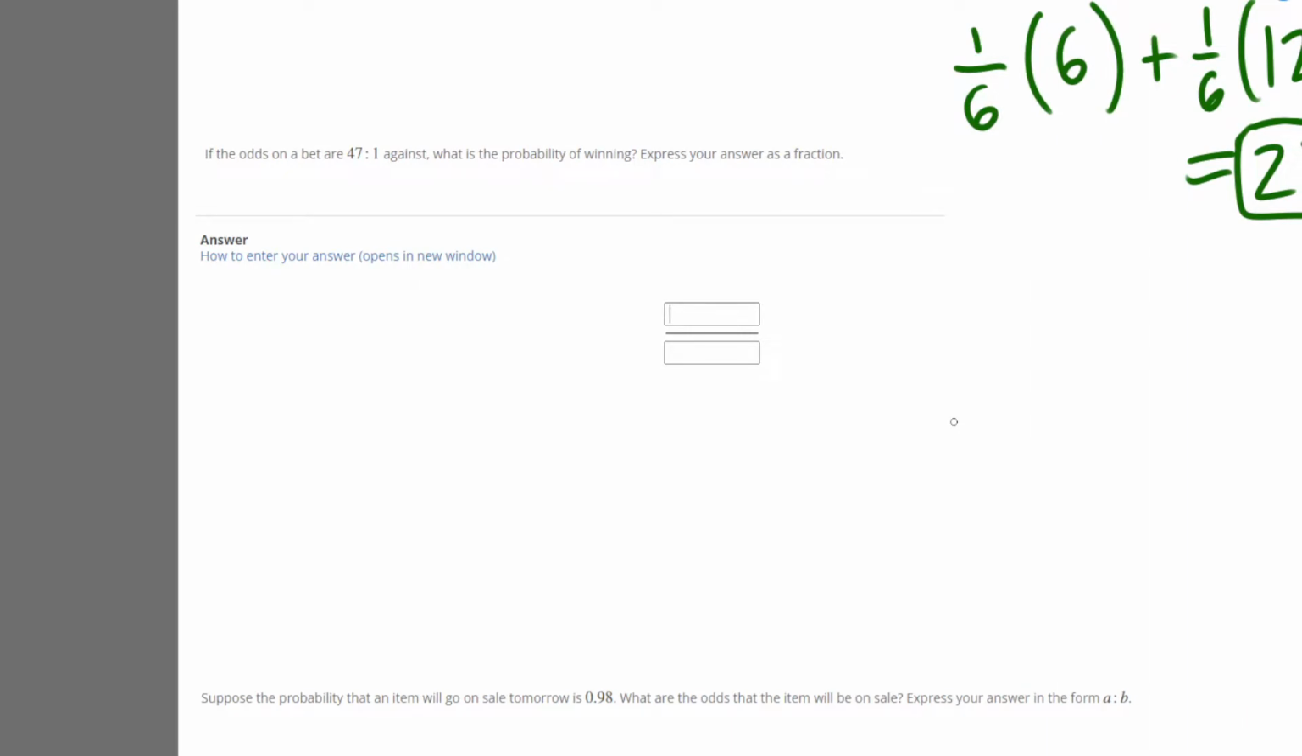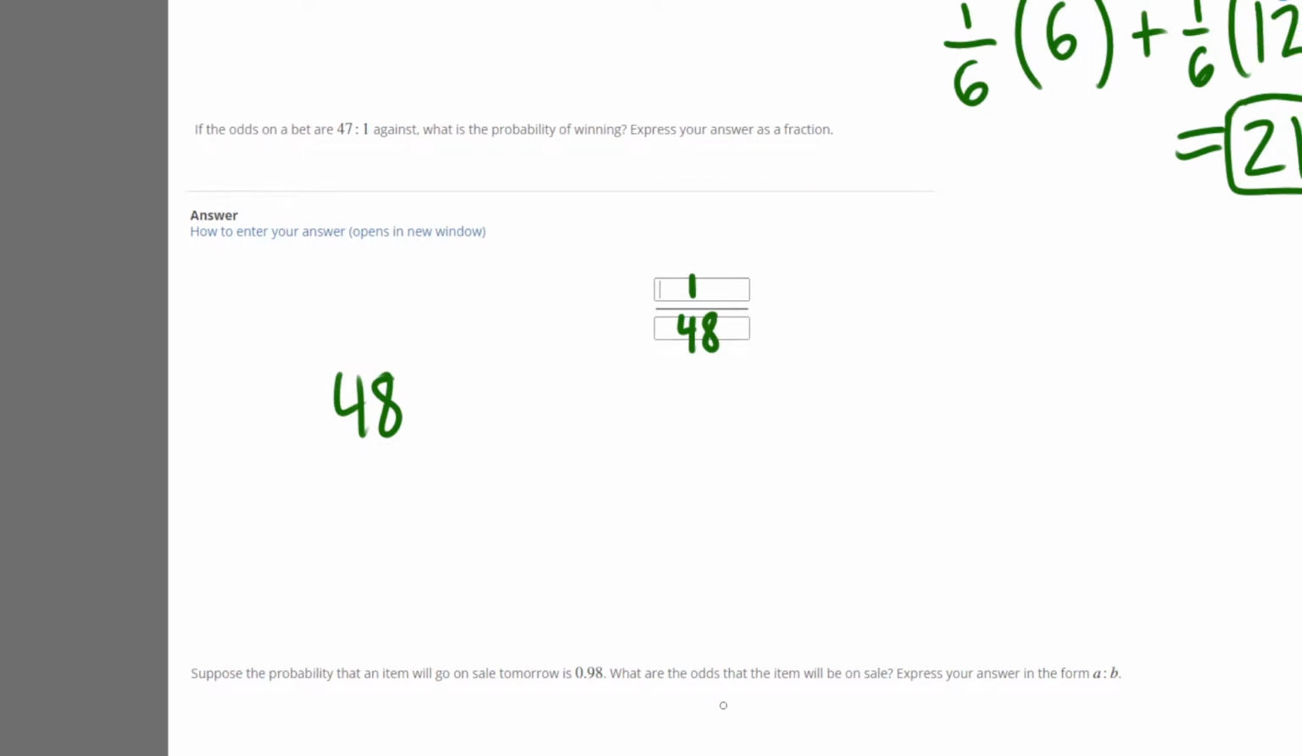If the odds on a bet are 47 to 1 against, what is the probability of winning? This doesn't have to do with expected value. It just is one of the questions that you might see. So 47 to 1 against, that means that 47 is the one that is against, and the 1 is for. That means that there are 48 possibilities, events basically, and one of them is for. So 1 over 48 would be our answer.